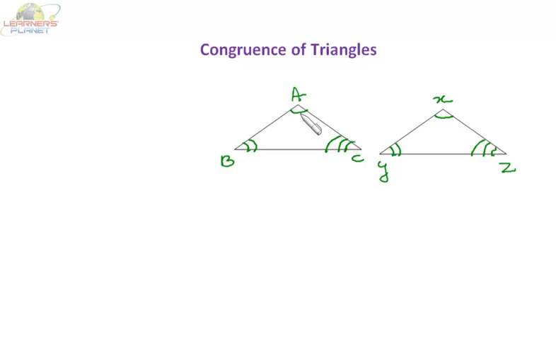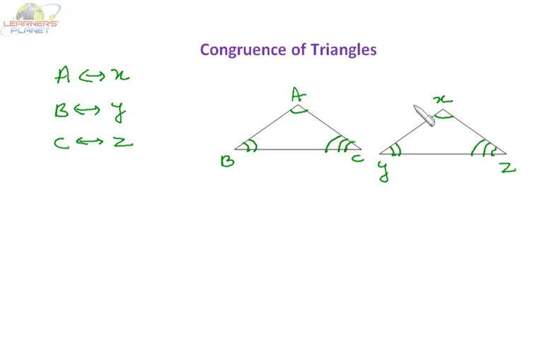Okay. Now just see over here. Here angle A matches with angle X, angle B matches with angle Y, angle C matches with angle Z. Along with that, AB is matching with line segment XY, line segment AC is matching with XZ, and BC is matching with YZ. So these 2 triangles are congruent. So symbolically we can present them as A is matching with X, B is matching with Y, and C is matching with Z.